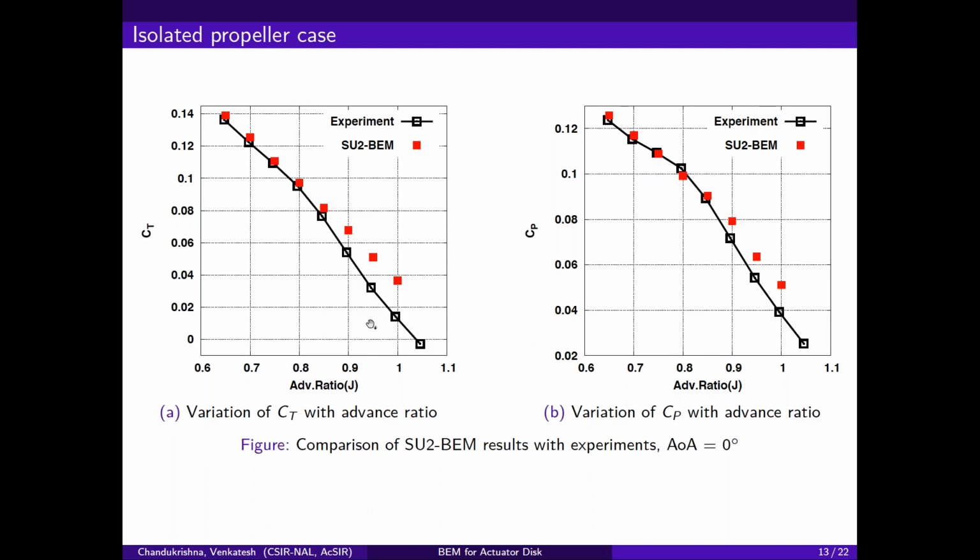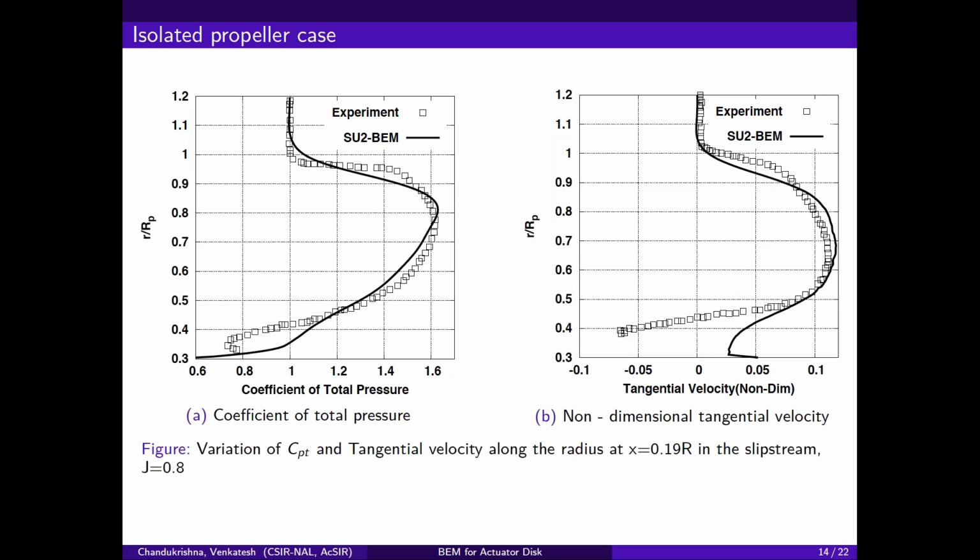This slide shows the variation of thrust and power with the advance ratio, and the experimental results are compared with the computed results from SU2 BEM. We can see a good match at slightly lower advance ratios, and some mismatch is observed at slightly higher advance ratios in both thrust and power.